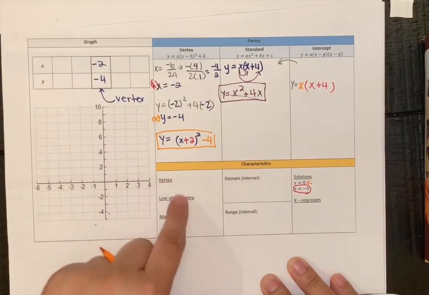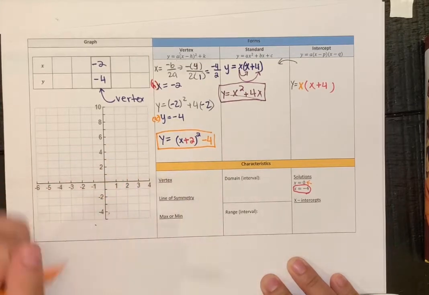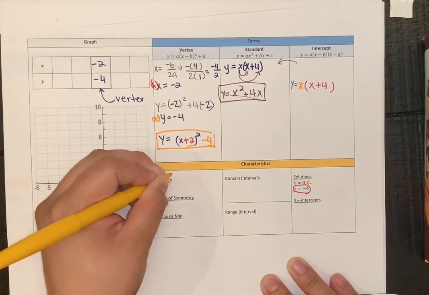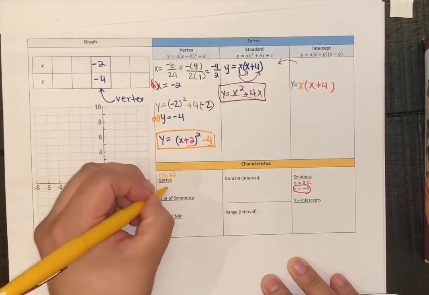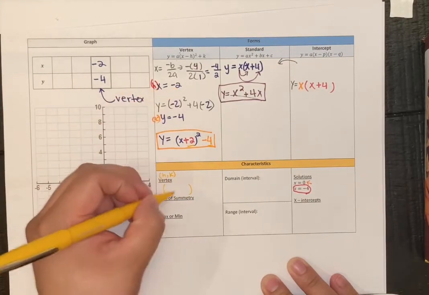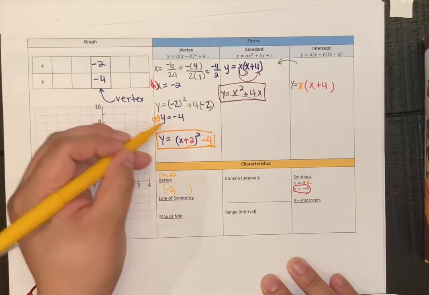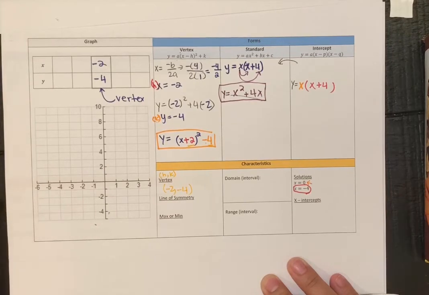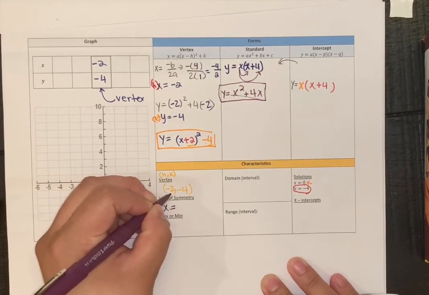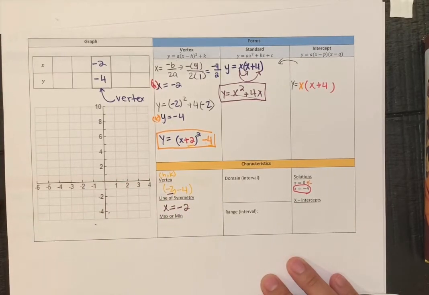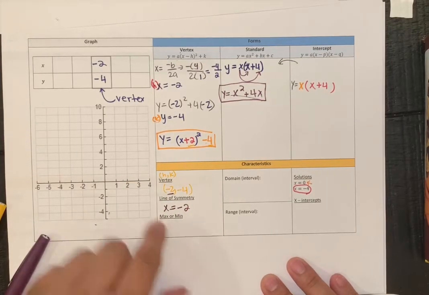Without graphing, I can already find this. Why? Because our vertex form is our h and our k. Remember that. So this is negative 2, this is positive 2. So when I want to find my vertex, it's the opposite. In this case, it'd be negative 2. And then my k is negative 4. My line of symmetry is x equals my x coordinate, which is negative 2. And then we can hold on to the max and min until we graph.